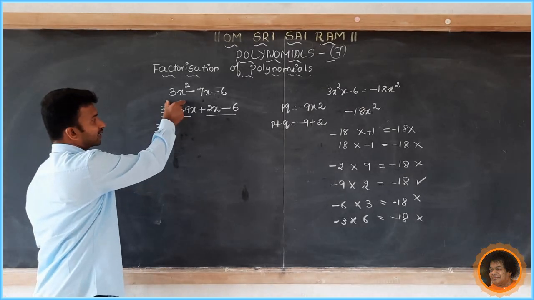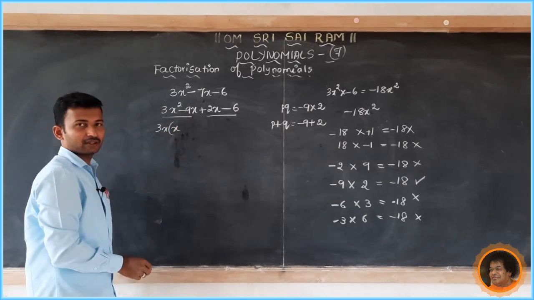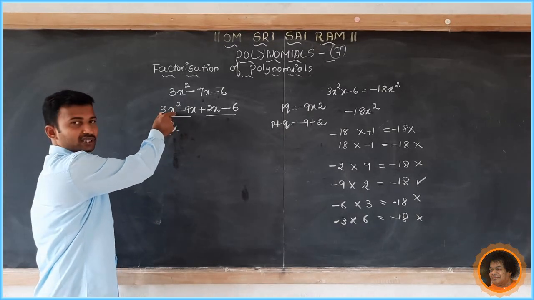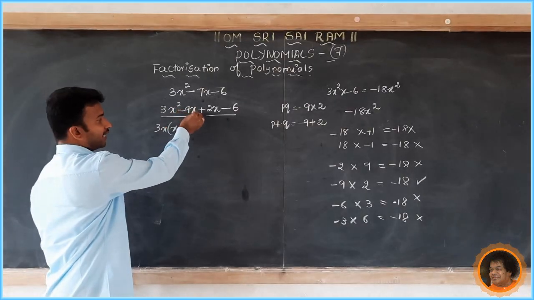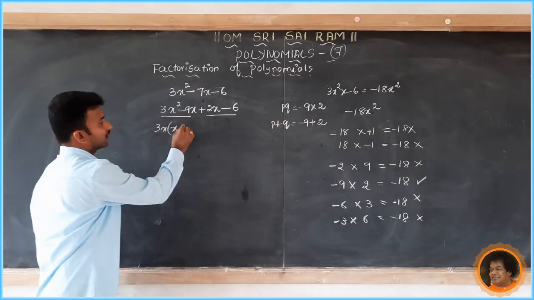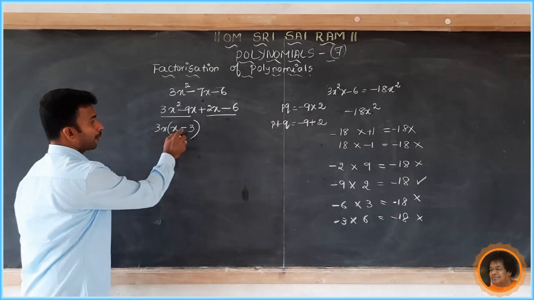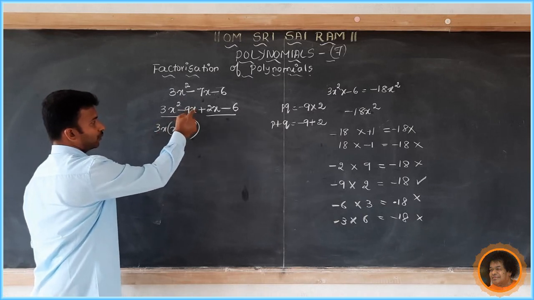Divide 3x square by 3x: x, or the product of 3x and x, is also 3x square. Next, minus 9x divided by 3x gives minus 3, or plus into minus is minus, 3 into 3 is 9, with the variable x.